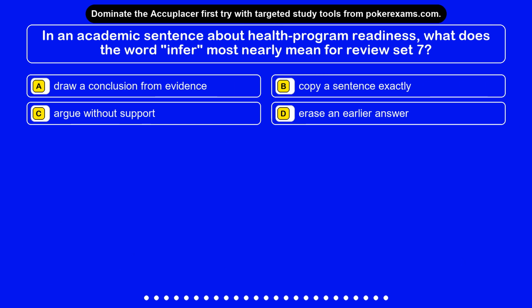Question 15. In an academic sentence about health program readiness, what does the word infer most nearly mean for review set 7? Option A. Draw a conclusion from evidence. Option B. Copy a sentence exactly. Option C. Argue without support. Option D. Erase an earlier answer.